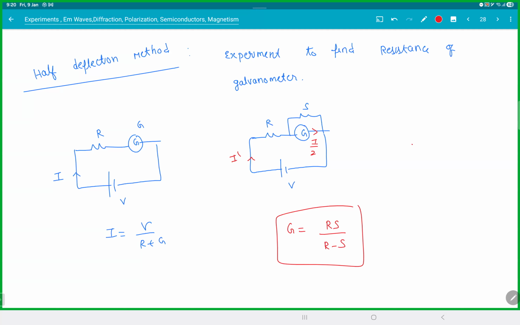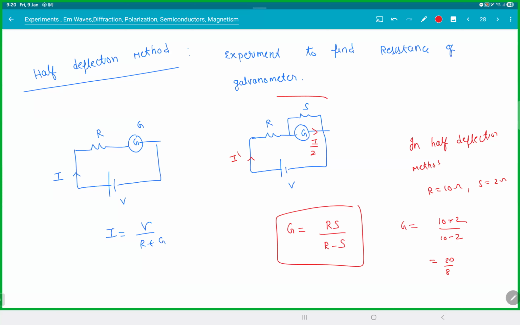So in the exam they may ask you like this. They will say in half deflection method, R is equal to 10 ohms and the shunt resistance is equal to 2 ohms. Find the galvanometer resistance. 10 into 2 by 10 minus 2. So that's 20 by 8. Done. Straightforward equation. But the moment you hear half deflection method, you have no idea what to do.